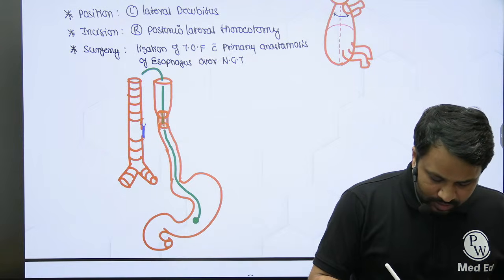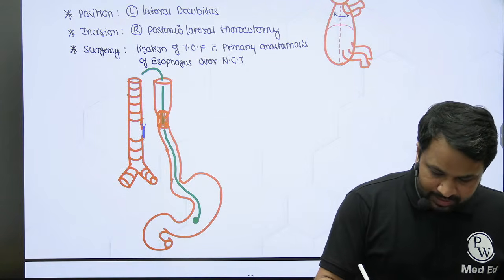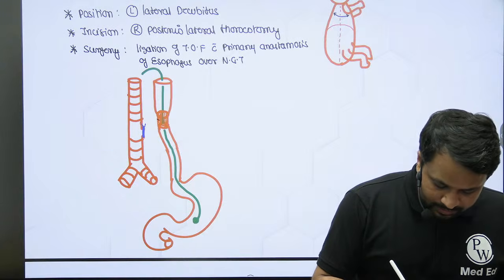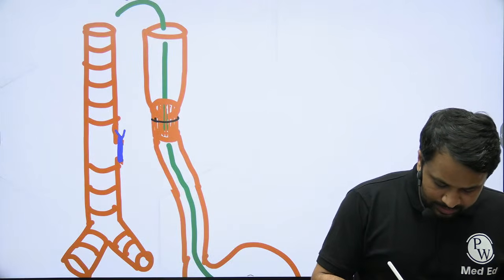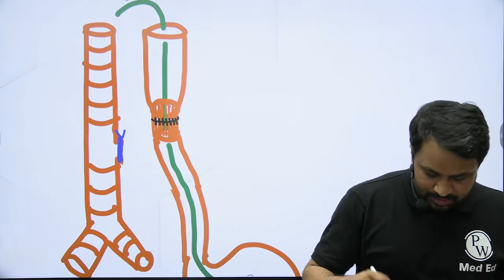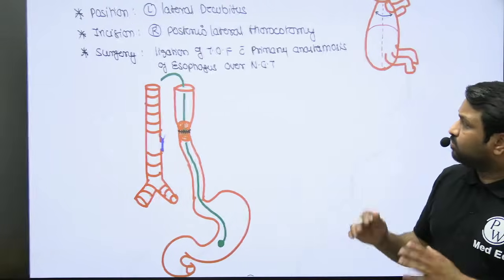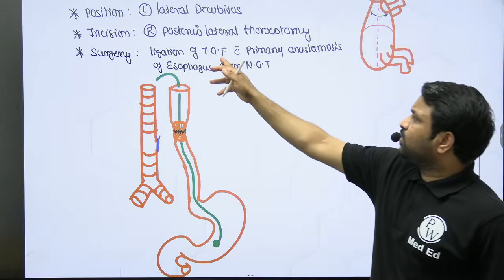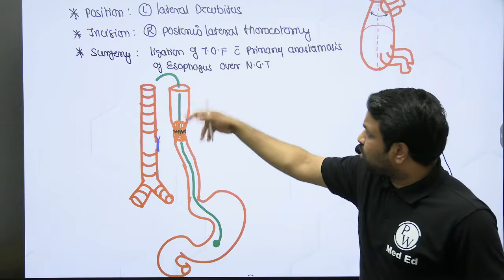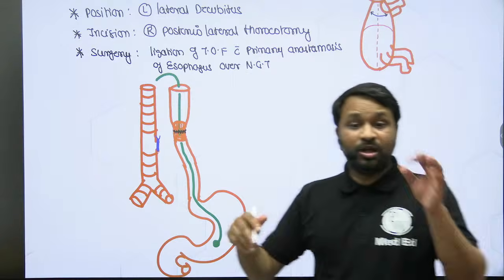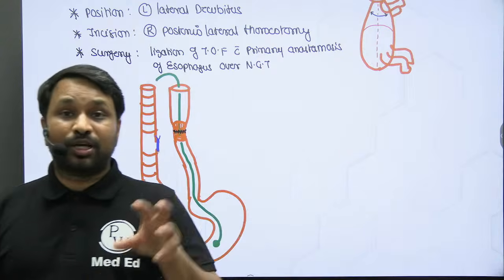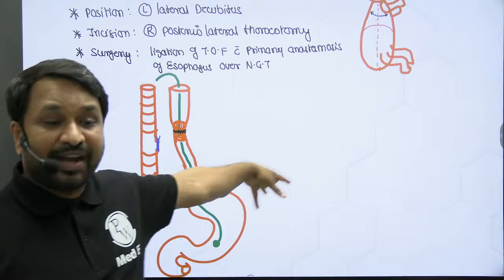Right. So once you have done this, I'm going to create the anastomosis here, and this is where you will notice. Once the anastomosis between these two ends is done, I will leave it here. So that is what it is. Ligation of the tracheoesophageal fistula with primary anastomosis of the esophagus over the nasogastric tube. Why over the nasogastric tube? Because I want this baby to be fed post-operatively.